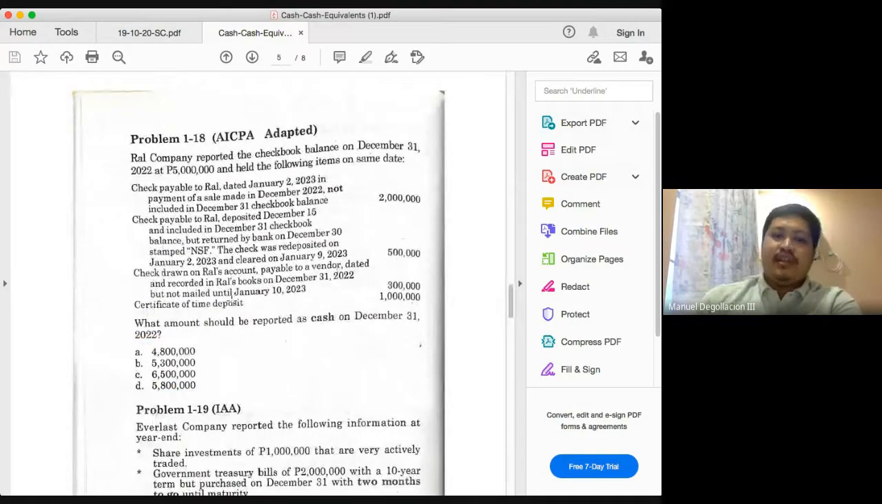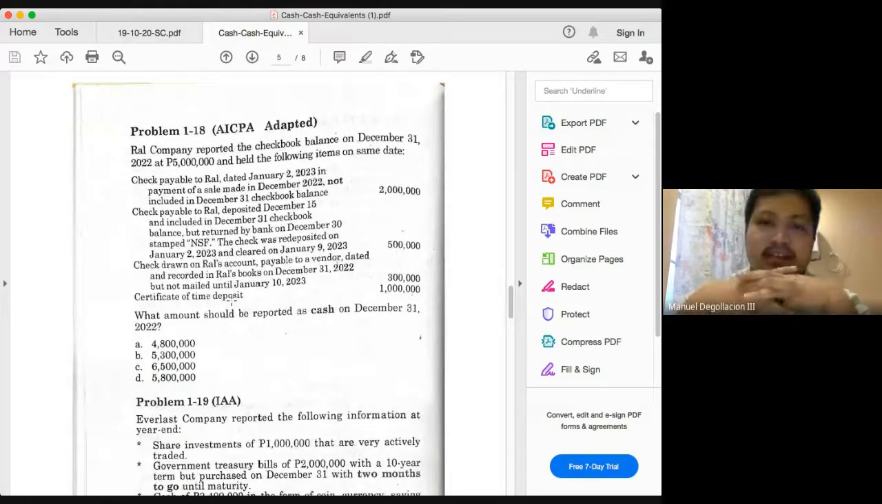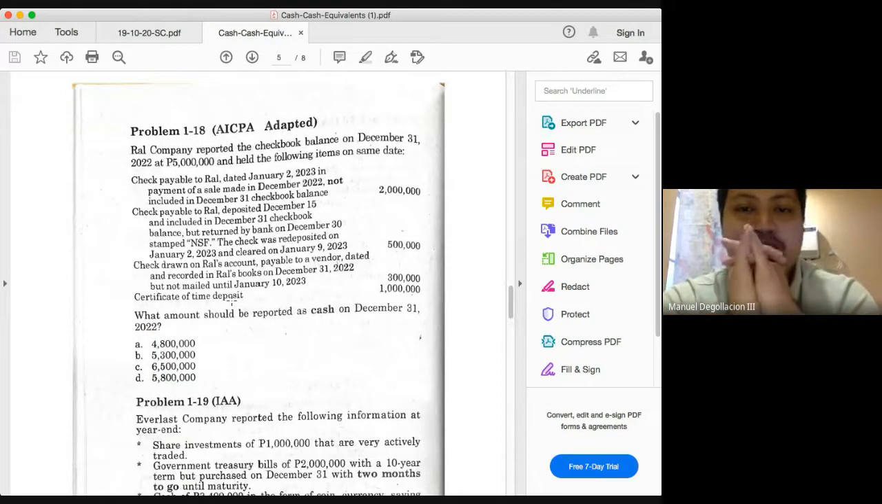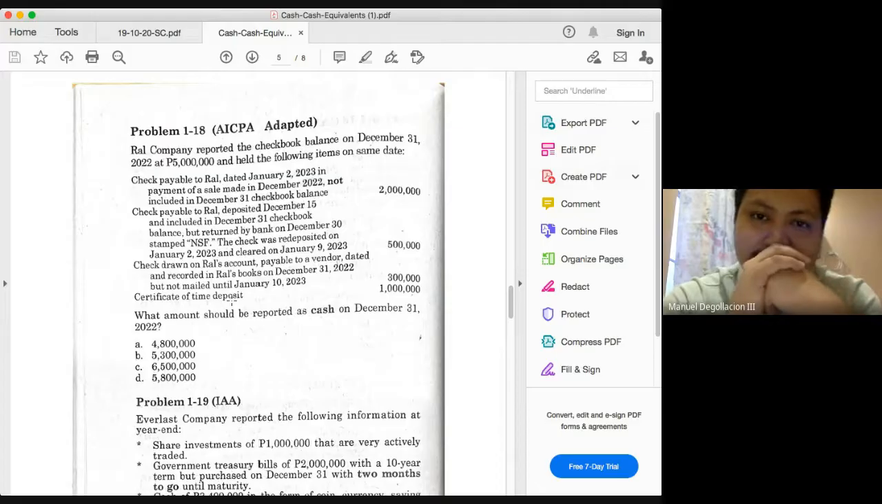Problem 1-18. Again, we will just have to analyze, class, the effect of these items on our cash balance. Okay, our records show that our cash in bank balance or our checkbook balance is 5 million. Okay, but we have these items to consider.